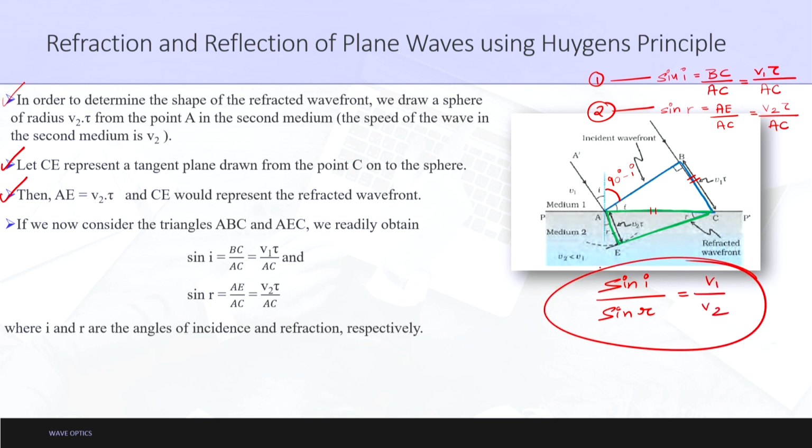So, this is one of the relations we found by using the refraction concept using Huygens principle. Just to reiterate what is written here, if we consider triangles ABC and AEC, this is triangle ABC, this is triangle AEC, we readily obtain sin I is this value, sin R is this value, where I and R are the angles of incidence and refraction respectively. So, the angles are similar to those explained in the ray optics chapter. So, moving on to the next slide now.